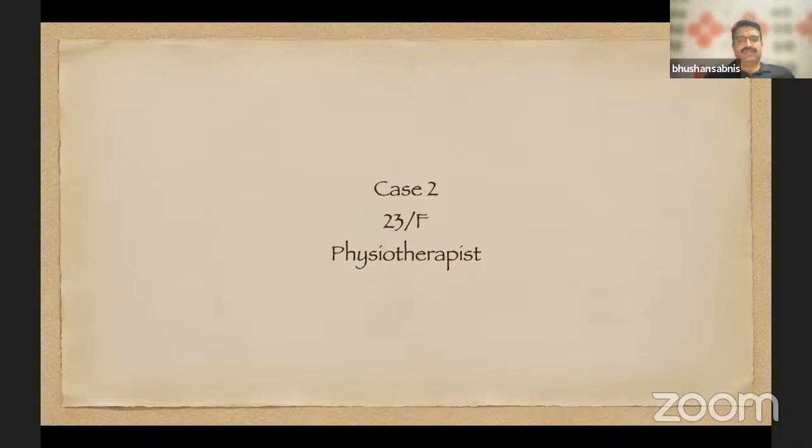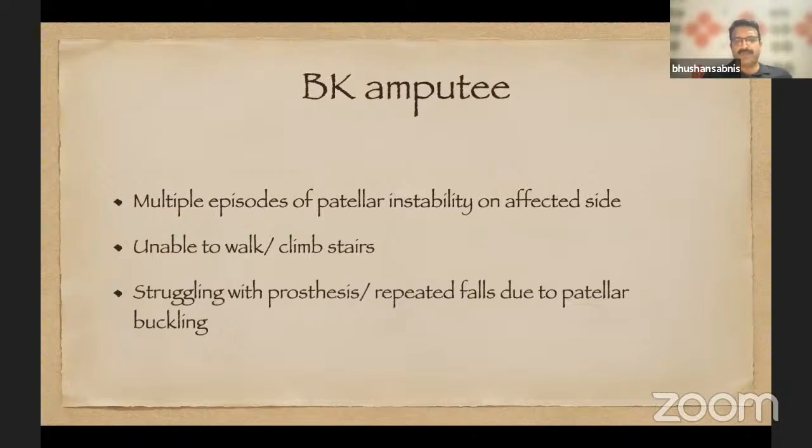So life sometimes can be cruel, and this is a 23-year-old physiotherapist, not working with me, who was referred to me by someone. She's a below knee amputee. She had an accident at a young age and has had an amputation, which is a small stump, unfortunately. She has had multiple episodes of patellar instability on the affected side. She's just managed to get a stump which is working properly for her, but she's unable to walk comfortably or climb stairs, which is part of her normal training and work, because of her patellar instability. And she's had multiple falls.